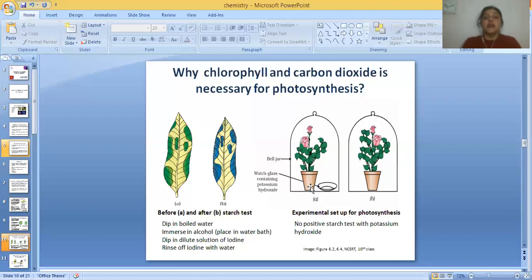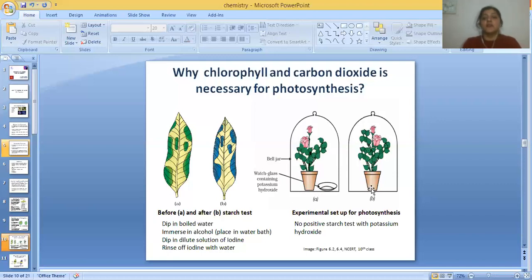And then you put it on the glass plate and place a watch glass having potassium hydroxide and cover it with a glass jar, a glass bell jar. Seal it with Vaseline if you can.